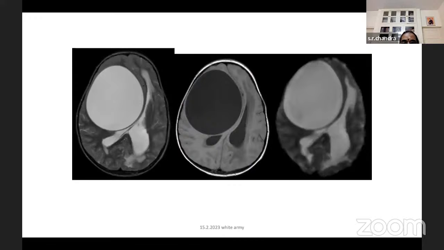This is another condition. I am sure everybody knows this. Hydatid cyst, it comes from dog tapeworm. A boy presented with seizure, fever, altered sensorium, and this was the imaging finding. This is not seen in any other condition, large hydatid cyst.